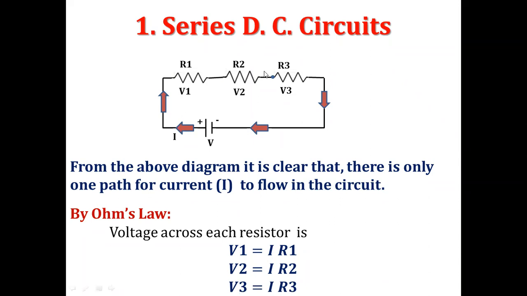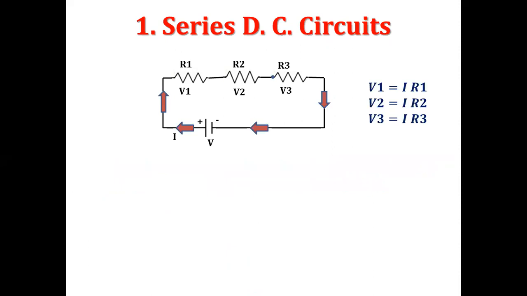Suppose n numbers of resistances are connected in series. The voltage drop across each resistance will be different, but the current will be the same. Current will be the same in the series circuit. You remember that one. Single path is there, means single current will flow here. So here V1 equal to IR1, V2 equal to IR2, V3 equal to IR3 we are going to consider.